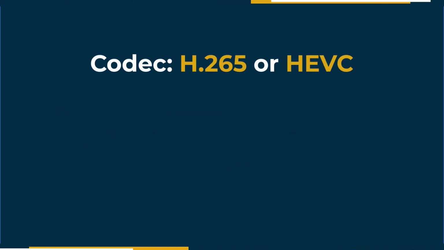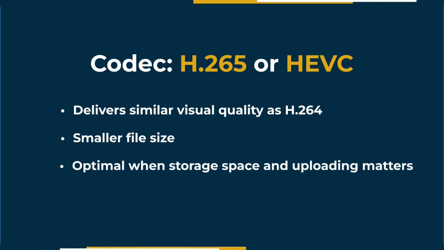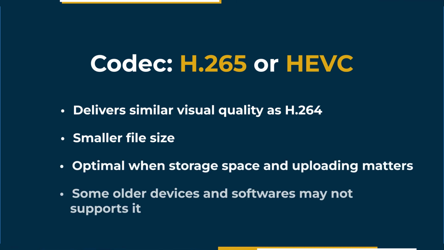H.265, or you can call it HEVC. This is the newer codec. It delivers similar visual quality to H.264 but at a smaller file size. It's great when storage space or upload speed matters. However, some older devices or software may not support it as well as H.264.